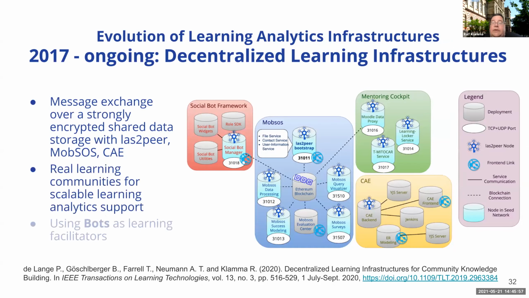So Peter hopefully will finish his PhD in the next month. He did this fantastic study together with two other PhD students, whom he met at one of the summer schools, and the three teamed up. Peter from the technical side, Bernhard Göschelberger from the organizational side, and Tracy from the use case side, and they came up with this decentralized learning infrastructure, which is what we have in the infrastructure now.